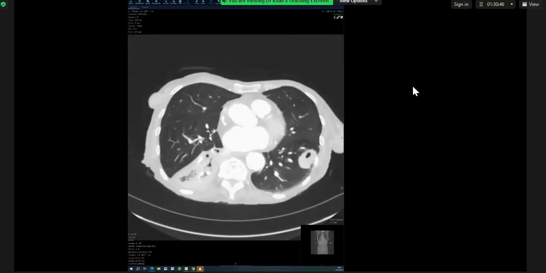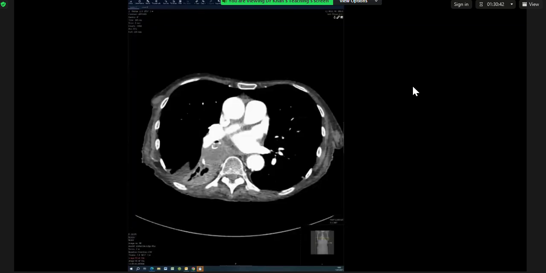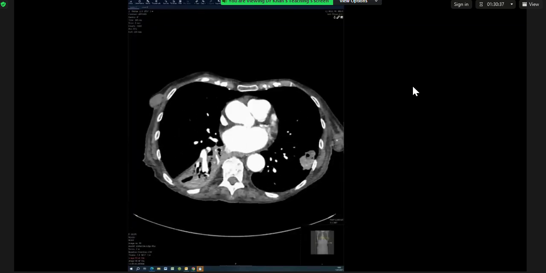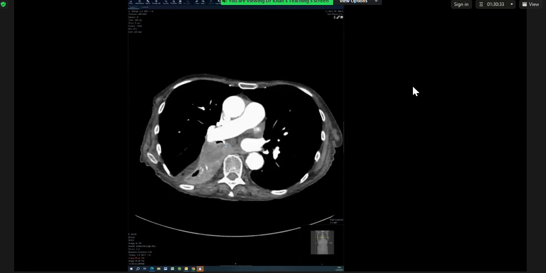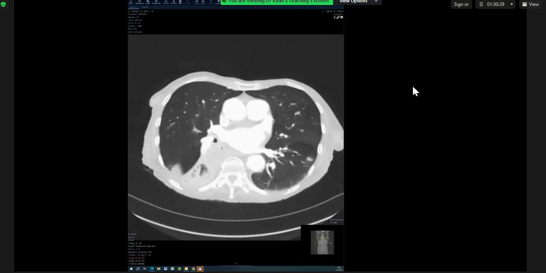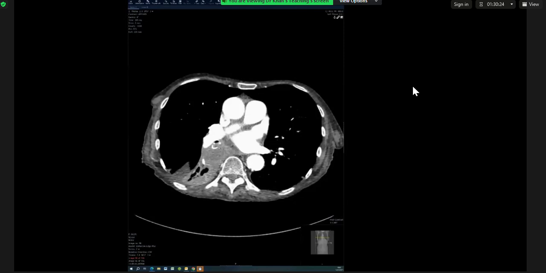This is consolidation. You see the junk in the airways and the air bronchograms. But you go higher up, that hypodense thing sitting there with that bulge, that's tumor. Consolidation doesn't do that to the bronchus. The bronchus is compressed, invaded, and then it's gone. This is all occluded bronchus with the tumor. All of this is tumor.